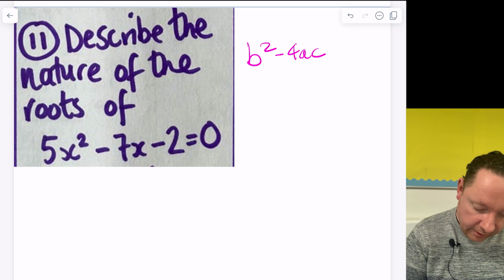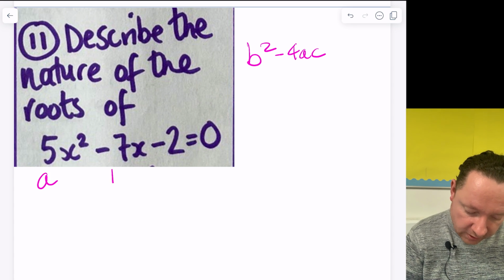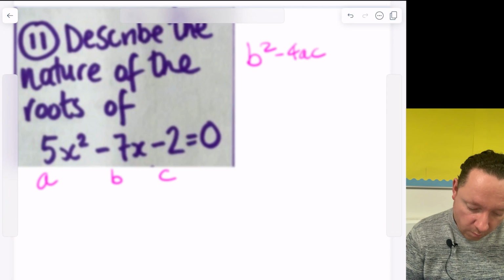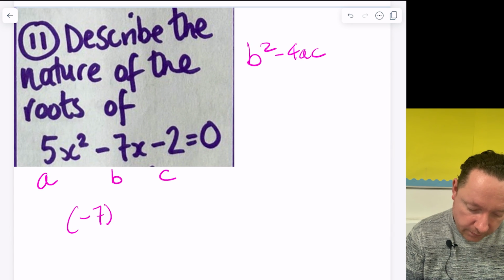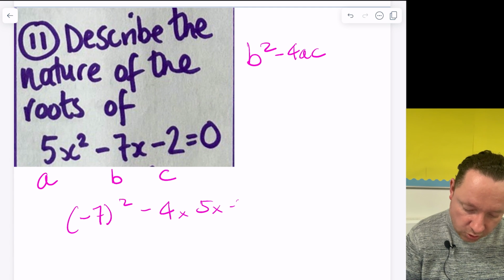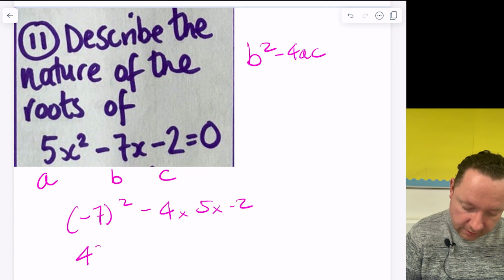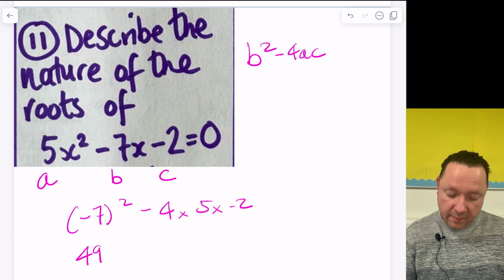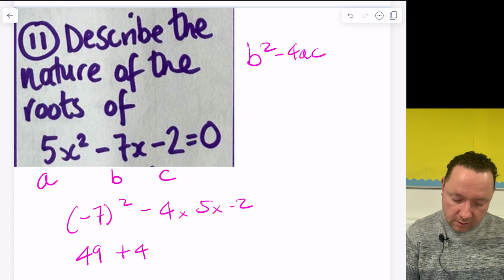So a, b, c: a is the number in front of x squared, b is the number in front of x, and c is the last number. So I've got minus 7 squared minus 4 times 5 times minus 2. That's 49, 7 sevens. 4 fives is 20, 2 twenties is 40, but it's a minus times a minus, so it's a plus. 40 plus 49 is 89.